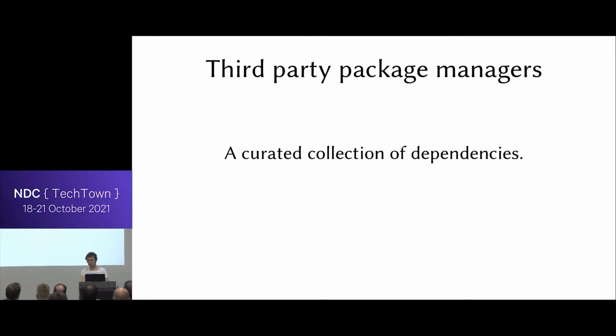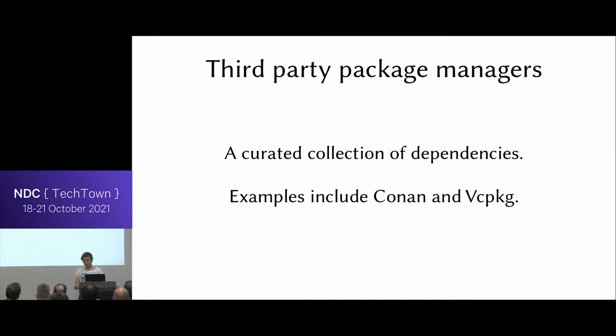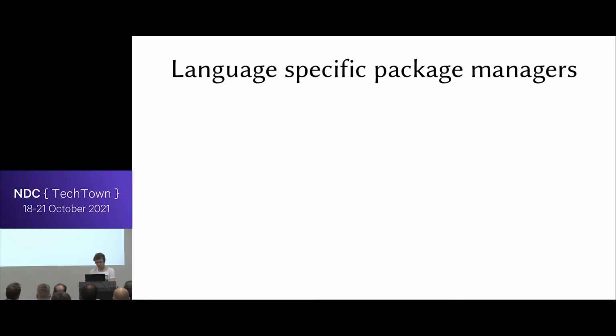Typically some sort of curated collection of different kinds of dependencies. Conan is, I think, the most popular one at the time, for C++ at least. There's vcpkg, which is made by Microsoft. And then there are a bunch of other ones as well. So this is basically copying the system dependency model, but provided by a third-party thing rather than by the operating system provider.